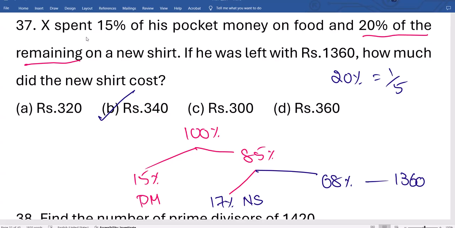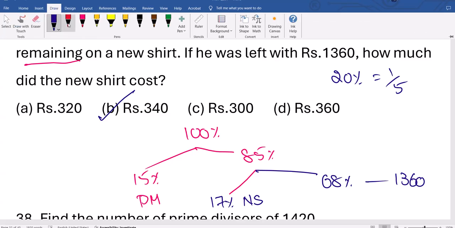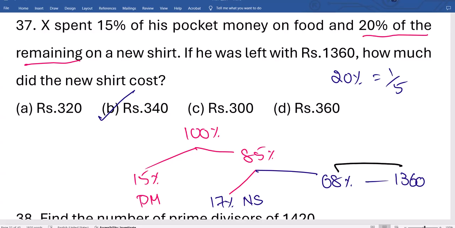What is the percentage for the new shirt? 17%. 68% is 1360, which means the relationship is multiplied by 20. Now the new shirt is multiplied by 20, 340.